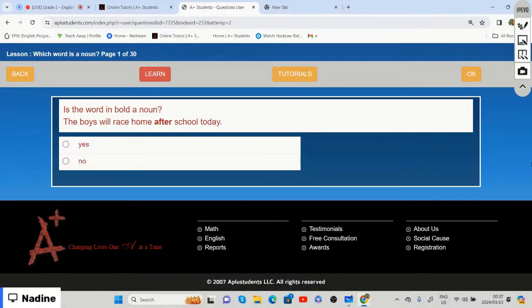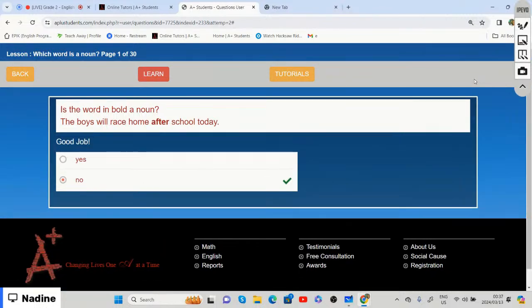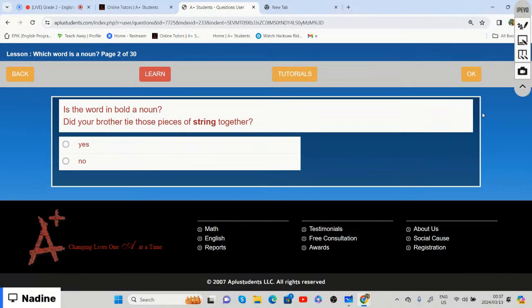All right, so if we see after, after is not a noun. So we say no. All right, well done. So no, it is not a noun.